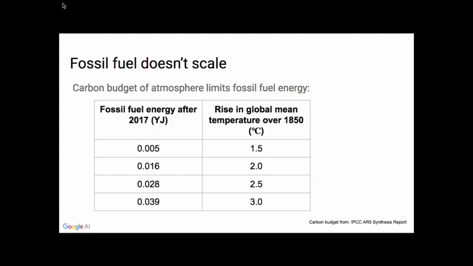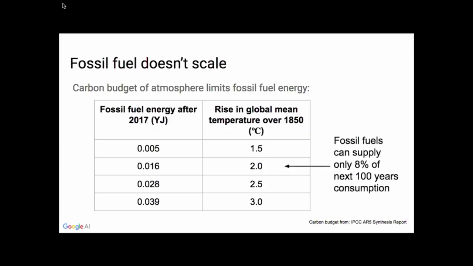So here's a chart or a table of how much fossil fuel energy we can use after today and the corresponding rise in global mean temperature over 1850. And there's general consensus, there's the Paris Treaty, that we want to keep the global mean temperature no higher than 2 Celsius above 1850, which is at the end of the Little Ice Age. And that unfortunately means we can only supply 8% of the next 100 years' consumption with fossil fuels. That's it. Then we run out of budget.